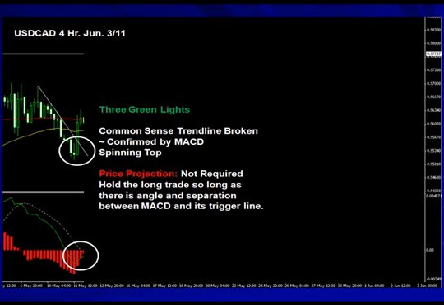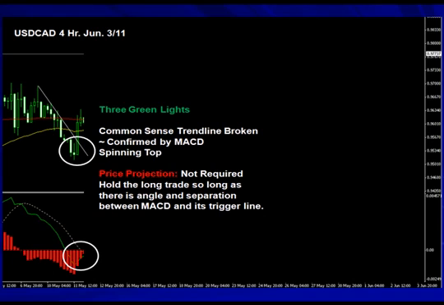Now, let's have a look at the USD CAD 4-hour chart, June 13th, 2011. You can see here we have three green lights. We have this common sense trend line encapsulating the upper reaches of price action, the upper reaches of the shadows or wicks of the candles. Common sense trend line broken right there, confirmed by MACD punching up through its trigger line. And we have a spinning top right here. So we have three green lights suggesting that this is a good place to enter the trade.